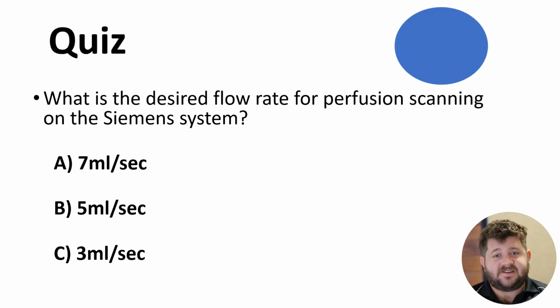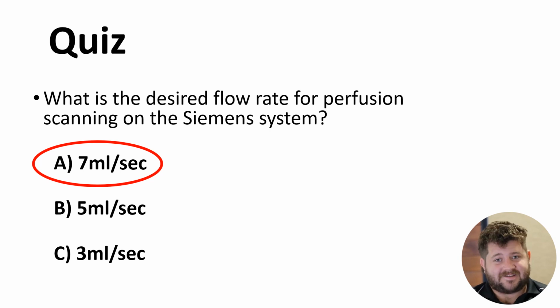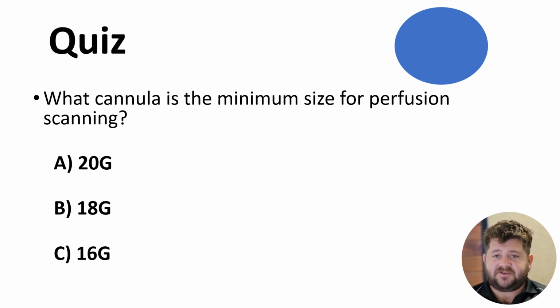Okay, this should be a pretty easy one since we just went through it: what is the desired flow rate for perfusion scanning on the Siemens system? Okay, so the answer to that one, 7 mls per second. Our next question then is: what cannula is the minimum size required before we start our perfusion scanning?